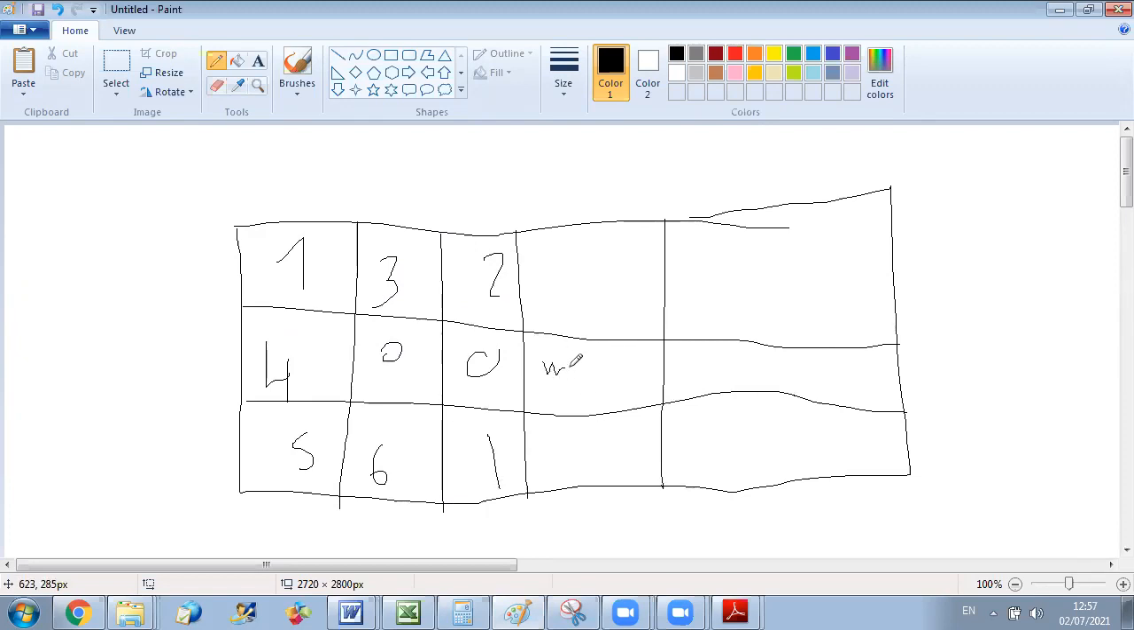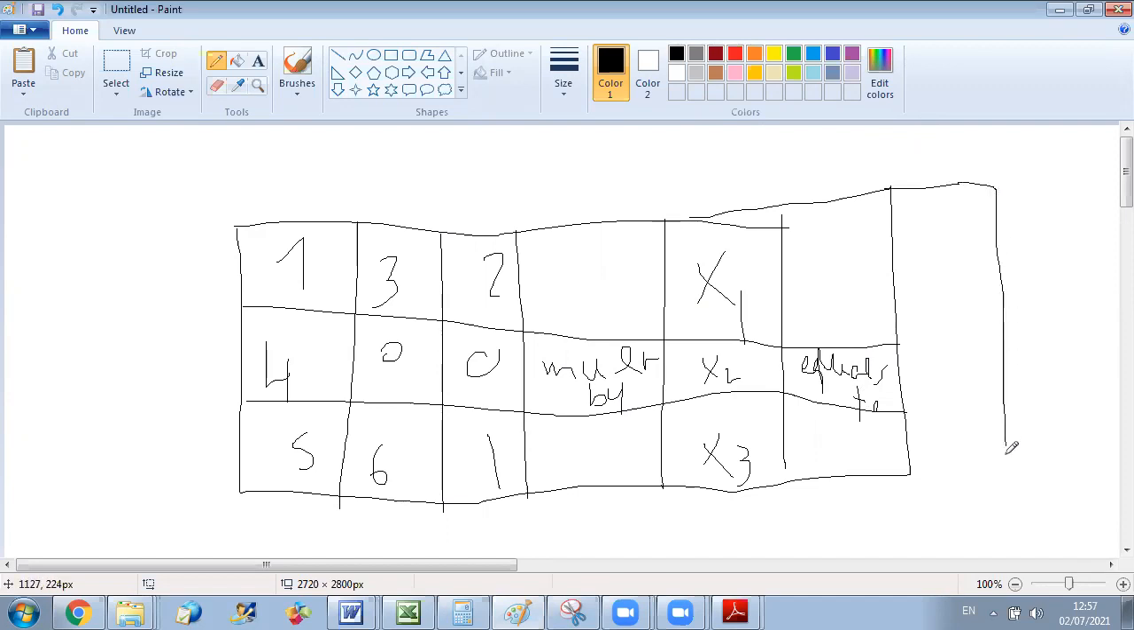I put multiplied by. I put here, let's say, x1, x2, x3. And I put here equals to, and I put the b vector. This is the way I presented them for the exam, okay? They are clear. This is A, this will be A.